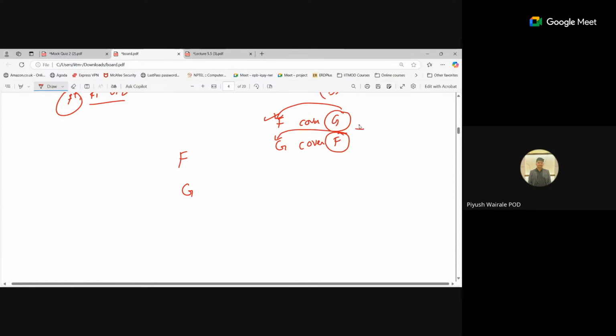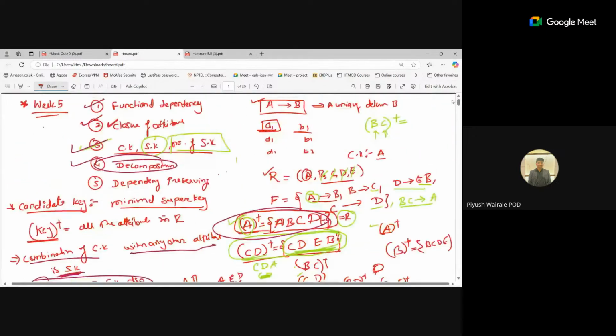Both things are possible. For example, if F covers G and G covers F, then we can say F and G are equivalent. That's what the equivalence concept is. So first check whether F covers G, then check whether G covers F. If both are correct, then we can say F and G are equivalent. This is the concept of FD equivalence. So we can simply check those things. That's it. Now this is for week 5.